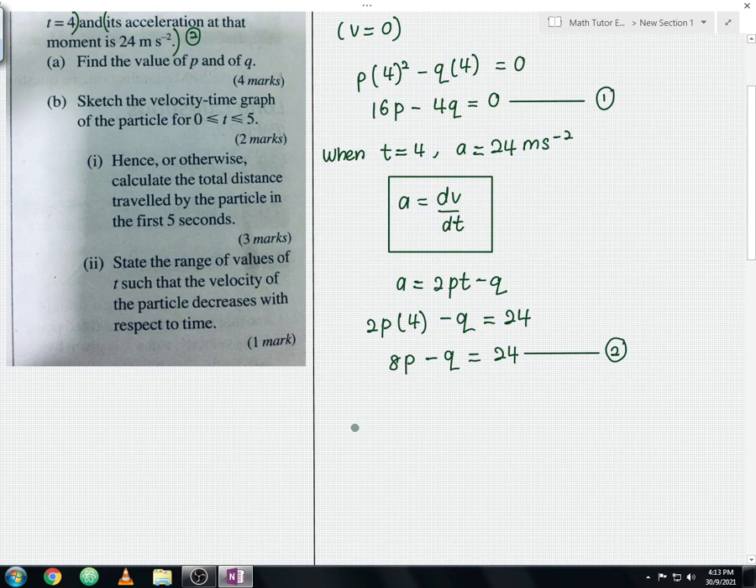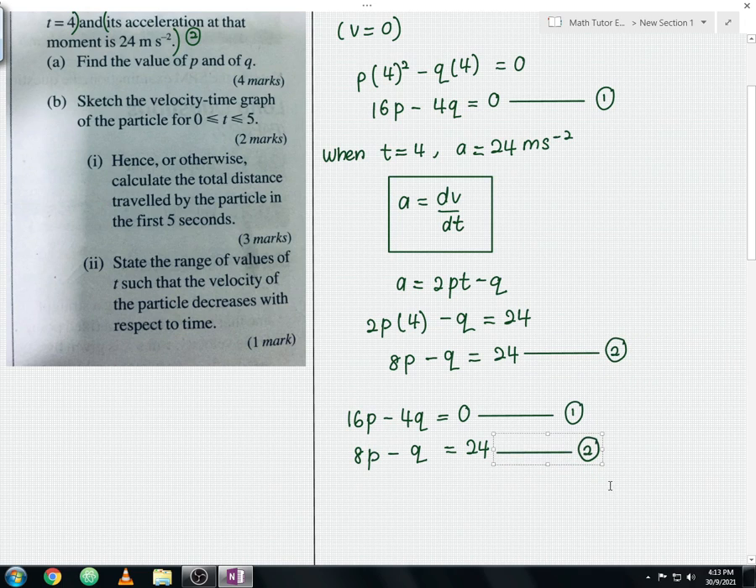So from here, 16p minus 4q is equals to 0. Okay, and then 8p minus q is equals to 24. Okay, so this is your equation number 1. And this is your equation number 2. Okay, so from here you can choose to eliminate either one of the variable, but in this case I choose to eliminate the variable p.